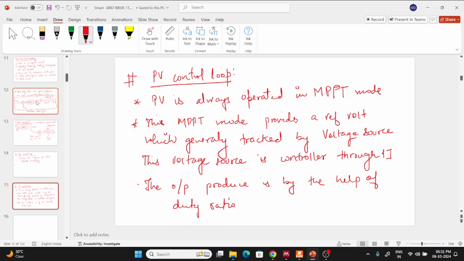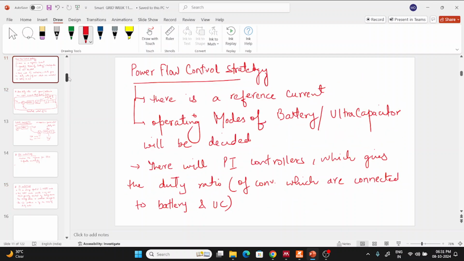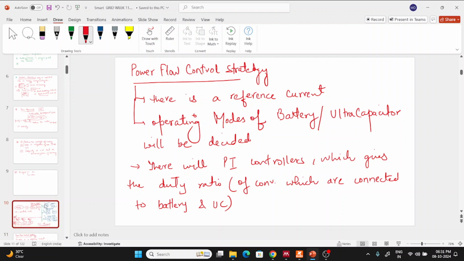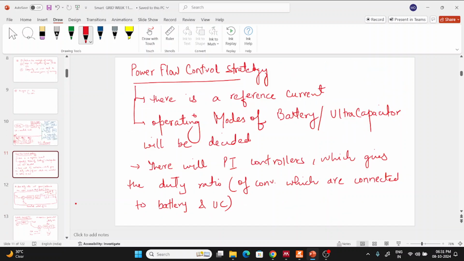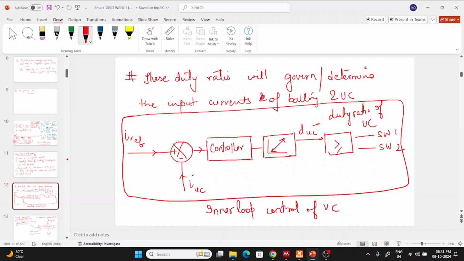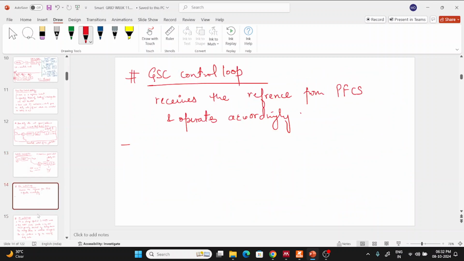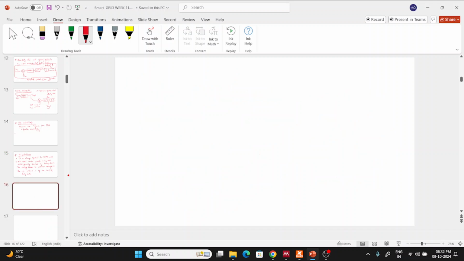तो एक माइक्रो ग्रिड के अंदर क्या क्या कंट्रोल स्ट्रेटजीज लग रही होती हैं वो मैंने आपको बताया. Okay, there is a control strategy of ultra capacitor. Same control strategy will be given for the battery also. Okay, the control strategy for PV and then GSC. So अभी this control strategy is done for the power flow. This whole comes under the power flow control strategy.